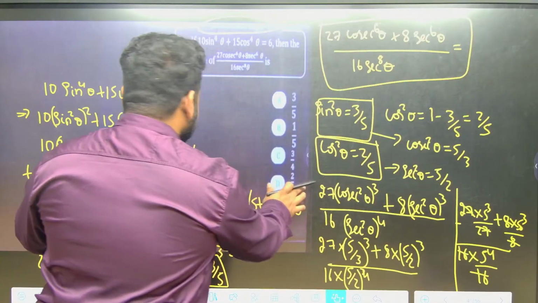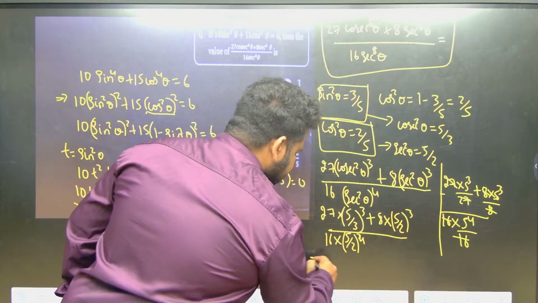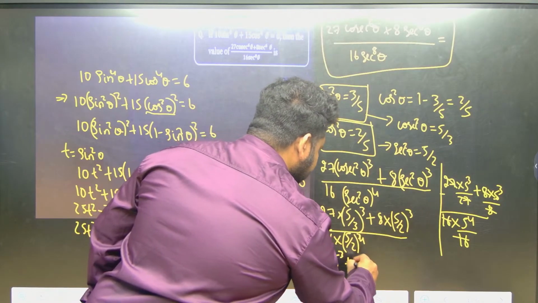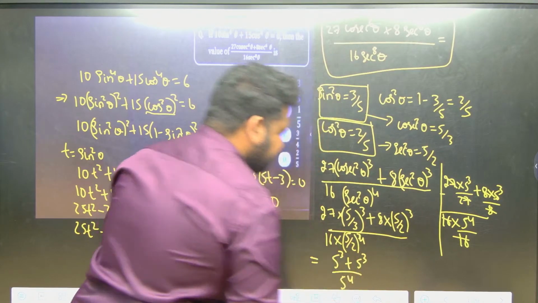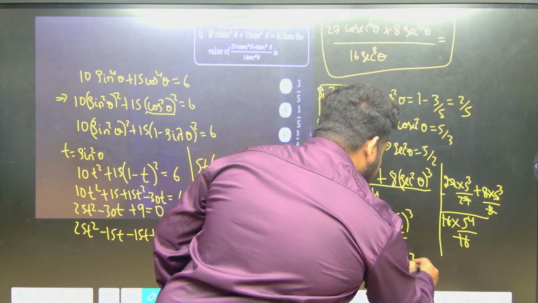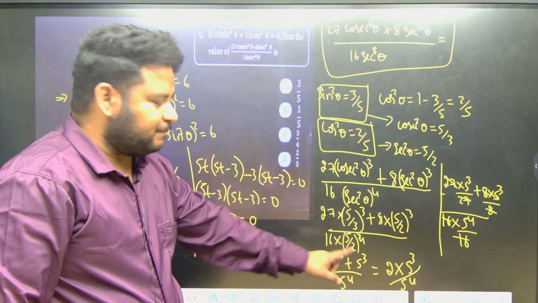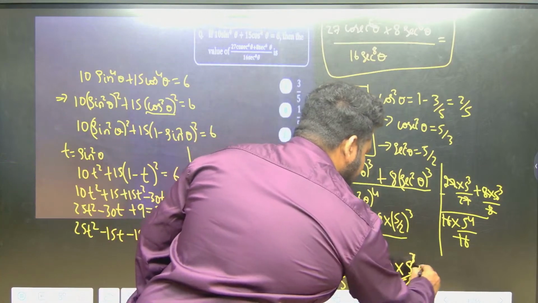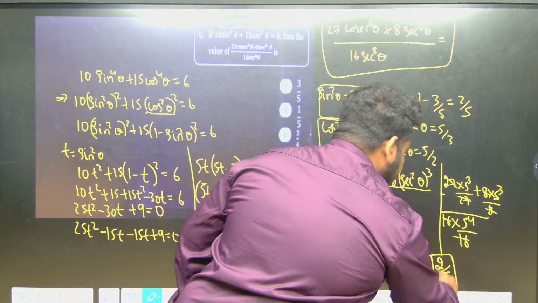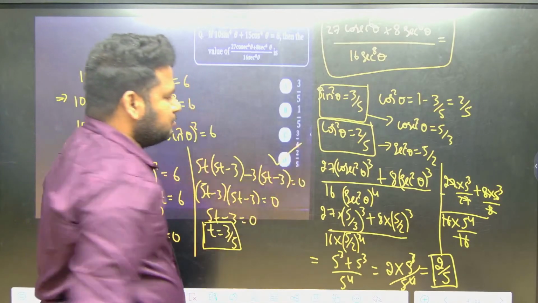Observe carefully. Now I am left with only 5 cube plus 5 cube divided by 5 power 4. 5 cube plus 5 cube is nothing but 2 times 5 cube. So I will have 2 into 5 cube divided by 5 power 4. I can cancel this, I will have 1 five below, that is nothing but equal to 2 by 5, the answer. 2 by 5 is the answer, friends. Very simple. Which option? Option D, 2 by 5 is the answer.